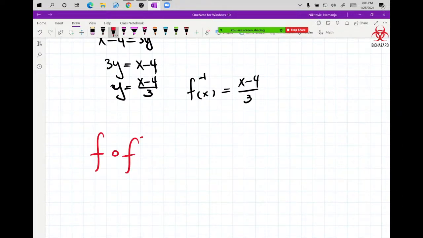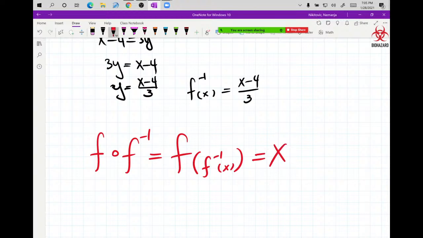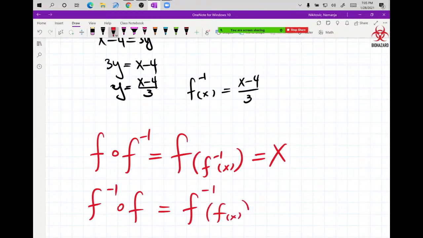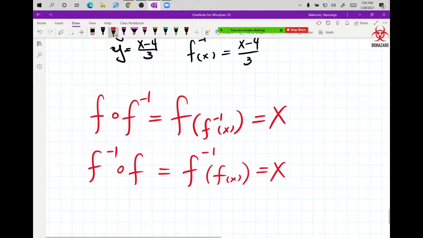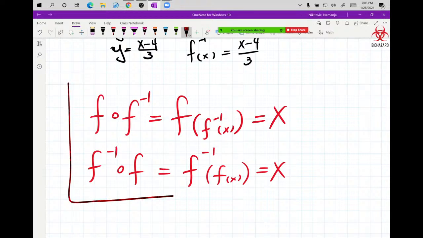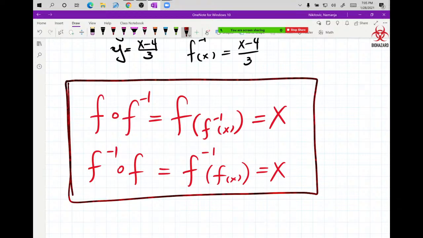A function composed with its inverse is equal to x. Also, the inverse composed with the function is equal to x. Let's do the special box. Given two functions, if you do function composition between them, if the answer ends up being x, they are inverses of each other.